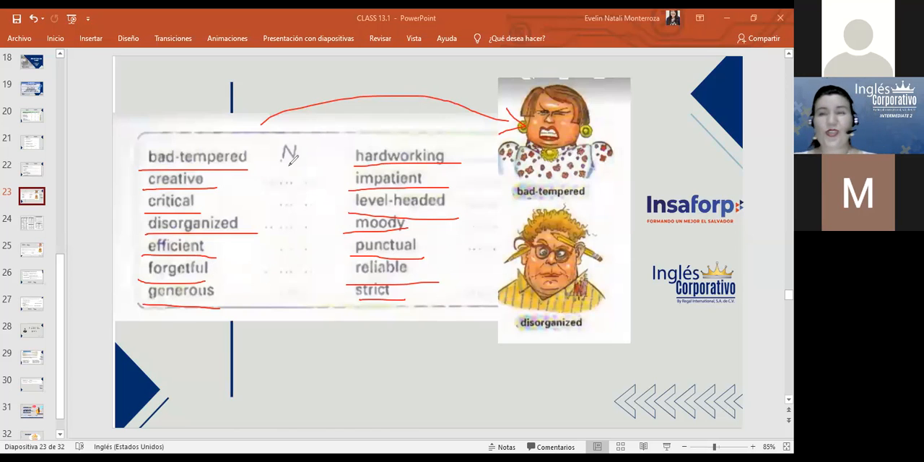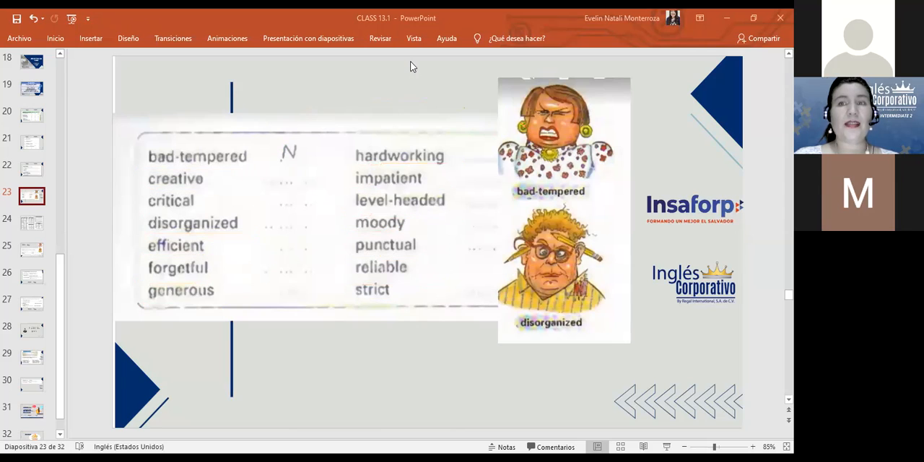Okay, let's do something first. Which ones do you consider negative and which ones do you consider positive? Let's do it like that first. Negative, bad tempered. Bad tempered is negative. Okay, bad tempered is negative. Another negative?